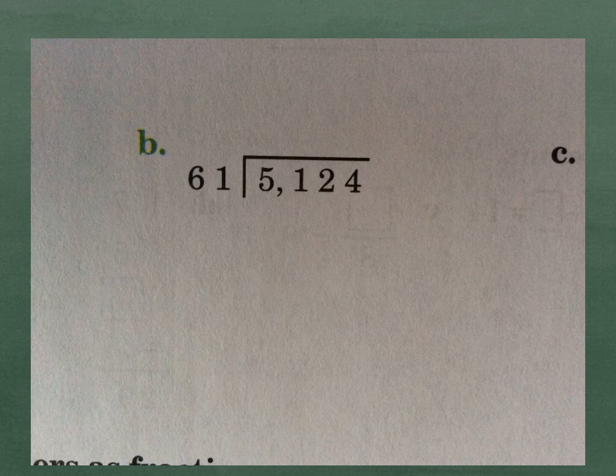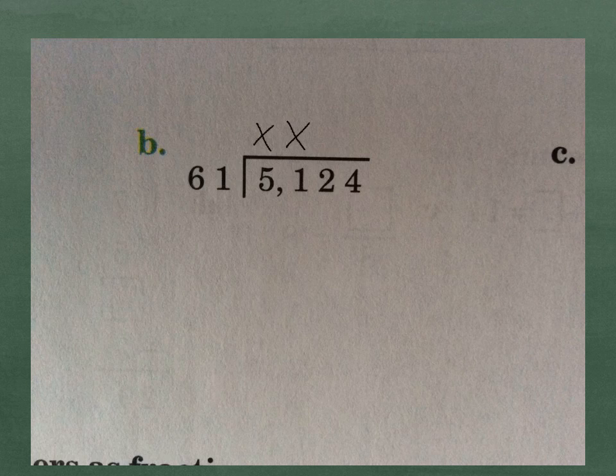B, 61 does not go into 5, does not go into 51. 61 does go into 512. Okay, let's cover up some numbers here to estimate how much. Let's cover up our 1 and our 2, covering up our last numbers that we're working with. And we ask ourselves, how many times does 6 go into 51? Well, I know that 6 times 8 is 48, so I think that's as close as we can come.